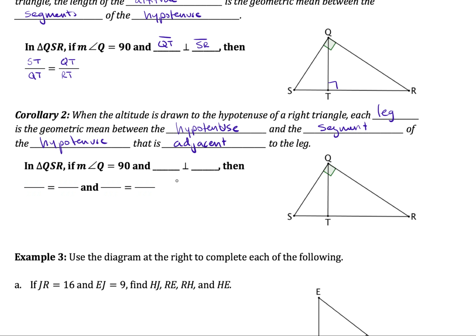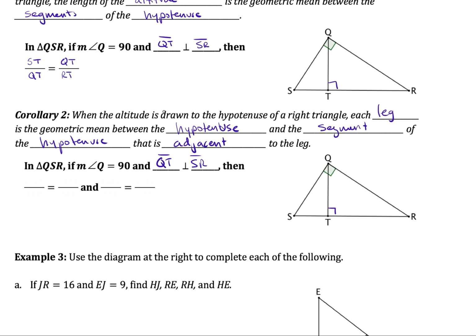So in this picture here, if the measure of angle Q is 90 and QT is perpendicular to SR, that's just a way of saying that QT is the altitude drawn from the right angle to the hypotenuse of a right triangle. Then we have two proportions that will result. Each one is dealing with this idea that a leg will be the geometric mean between the hypotenuse and the segment of the hypotenuse that's adjacent to the leg. So let's start with leg QS. We know that the legs are the sides of a right triangle that are not the hypotenuse. So QS is one leg and QR is the other. Let's deal with QS first.